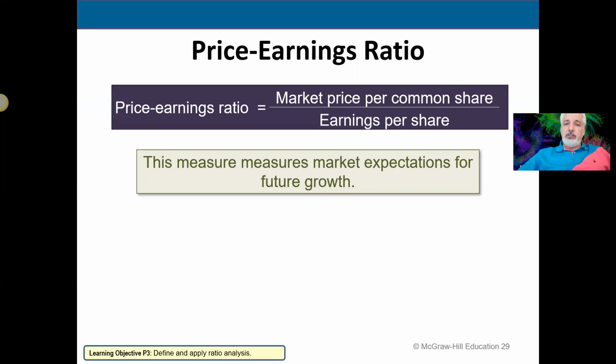P to E ratio, price to earnings: market price per common share over earnings per share. So the price divided by the earnings. So if we have a price of $300 for a share of stock and we have earnings on that share of $100, I've got a P to E ratio of 3. The high-tech companies actually usually have higher P to E ratios. Utilities and banks usually have a lower one.